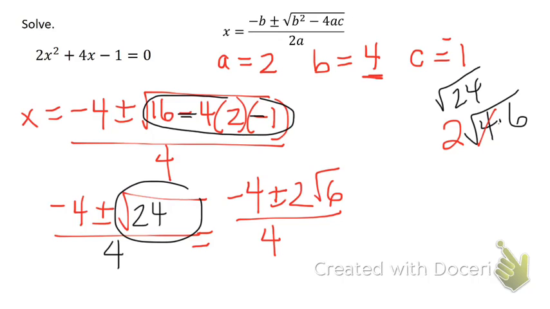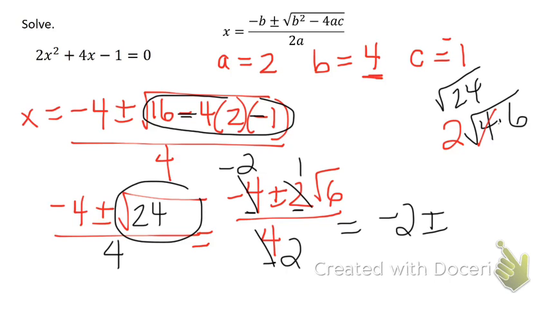Okay, now look at all the outside numbers. Don't look at that 6. Ignore the 6 now. Looking at the negative 4, the 2, and the positive 4, all of those can be divided by 2, which will make this a negative 2, a 1, and a 2. So my final answer is negative 2 plus or minus 1 root 6, which is just root 6, all over 2.